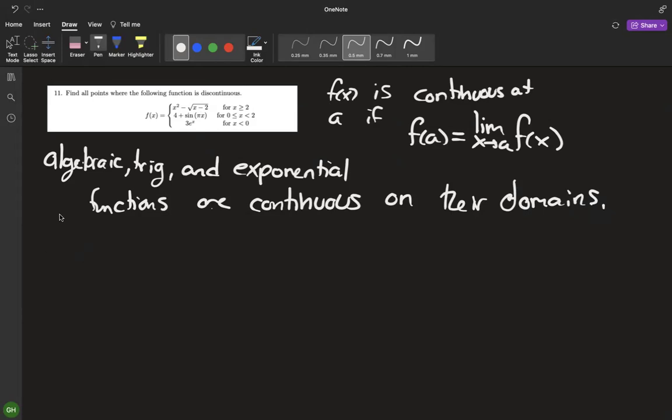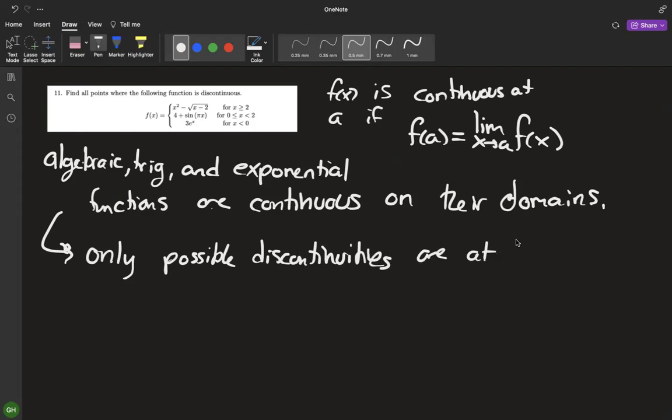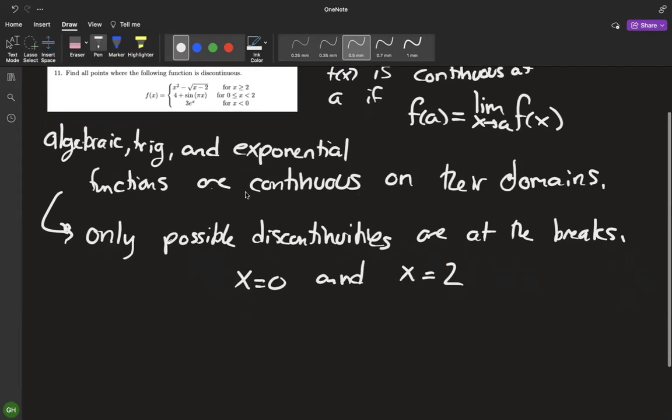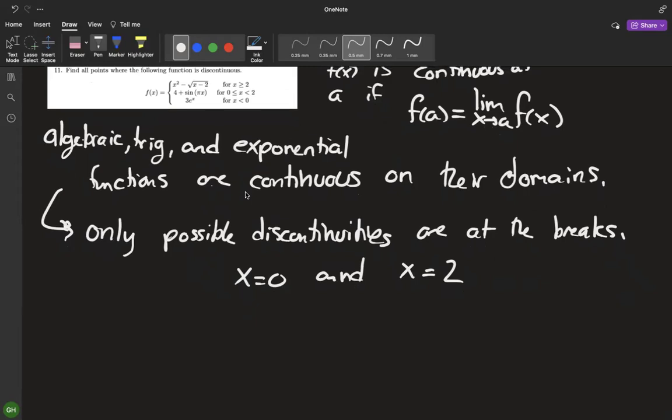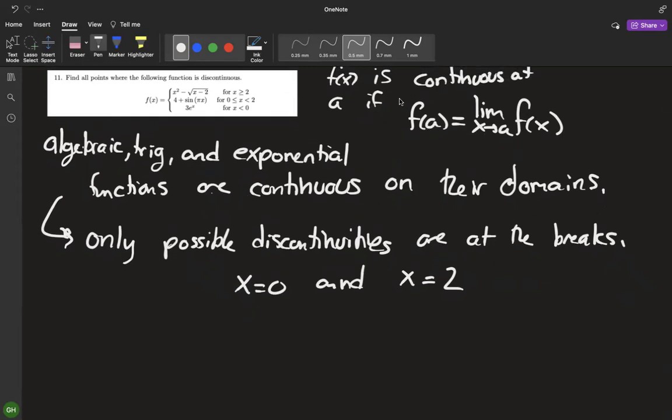So this means that the only possible discontinuities are at the breaks. So that's x equals 0 and x equals 2. That's when this function breaks from one thing to another. So all I have to do is test this formula for a equals 0 and a equals 2.